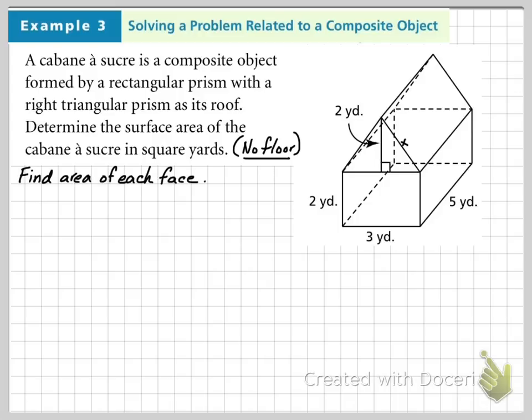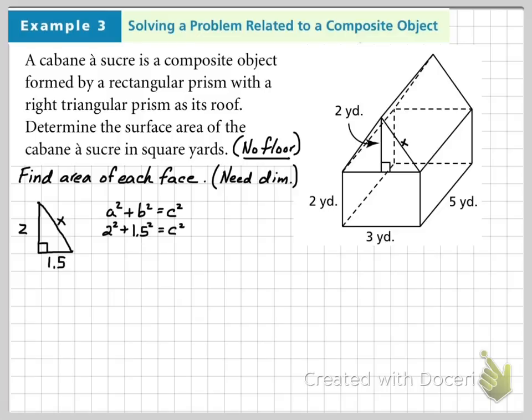First of all, I need all my dimensions. I'm missing the side x, so I'm going to use the Pythagorean theorem to find out what that side is going to be. If I take half of 3, I get 1.5, and the height is 2. a squared plus b squared equals c squared. I find my value of c to be the square root of 6.25, which is 2.5. Now I've got my dimensions.